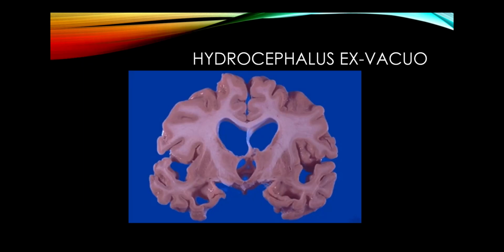So here is an autopsy of a patient with Alzheimer's. Notice the big lateral ventricle, the big third ventricle, but notice also just here's the Sylvian fissure out here. This should be filled in with brain tissue. Here's the temporal horn of the lateral ventricle.